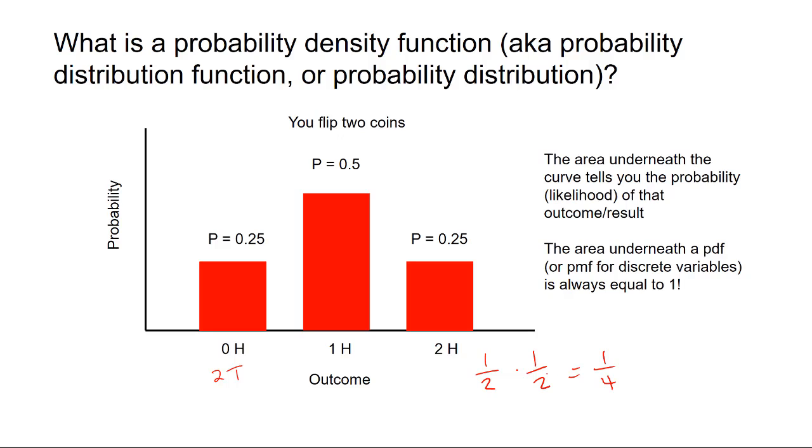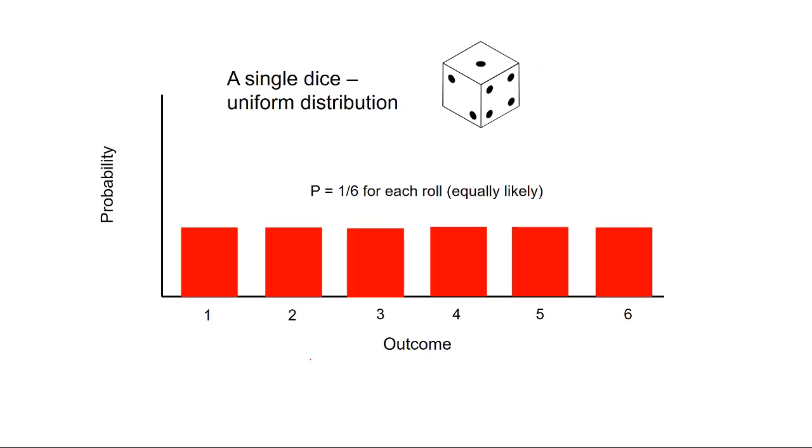So a probability density function or a probability mass function, you'll also see it called a probability distribution function or just simply probability distribution. It just explains or describes the probability of getting certain outcomes. Another example, a uniform distribution that I touched on a few minutes ago, is a dice. This is a uniform distribution because getting 1, 2, 3, 4, 5, or 6 is equally likely. So it's just this flat distribution.